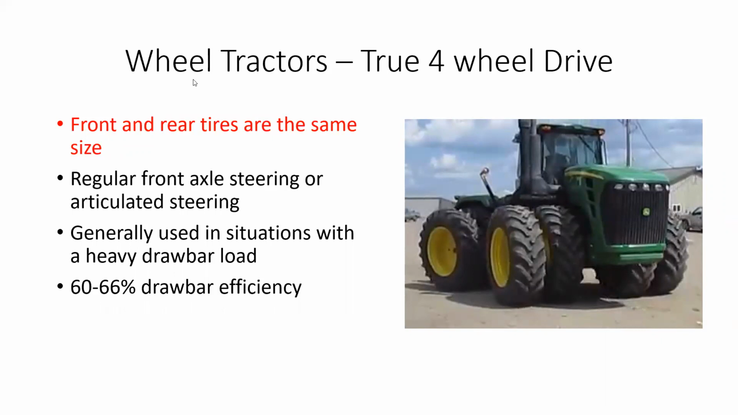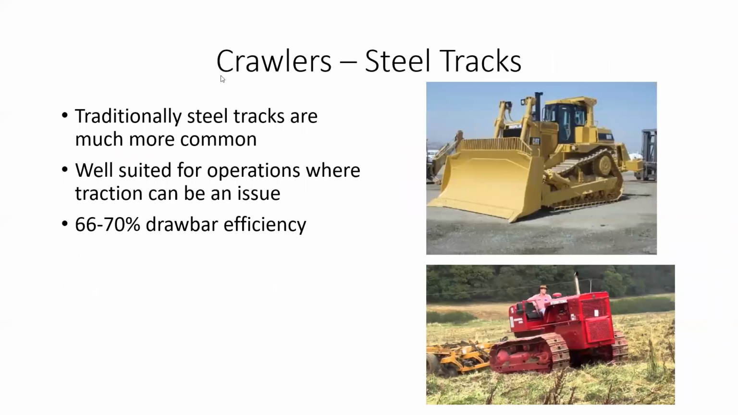All right, so this whole time we've been talking about wheel tractors. We are going to see crawlers in class, so we'll talk a little bit about these as well. So crawlers with steel tracks, there are some different types out there, but the next couple slides are going to be talking about crawlers. Traditionally, steel tracks are more common. Again, we're going from two-wheel drive to front-wheel auxiliary drive to four-wheel drive, then up to crawlers. We are gaining efficiency as we go.